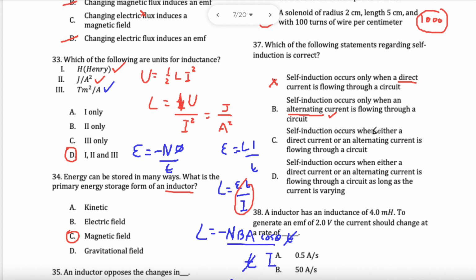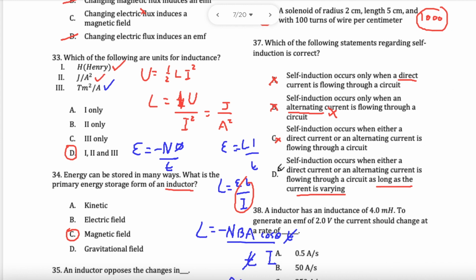Self-induction when either AC or DC is flowing. Well, we've already said DC is not good enough, so that's not going to happen. But let's look at D. This is the little tricky thing. Look at this. It says here, when either DC or AC, as long as the current is varying. Varying means changing. Like I said, more importantly, the current must be changing. So although this looks good, it's not only the reason. If I have DC and I have a switch and I turn it on or turn it off, that will be changing the current. Turning it on, the current begins to flow from 0. Turning it off, the current will drop to 0.